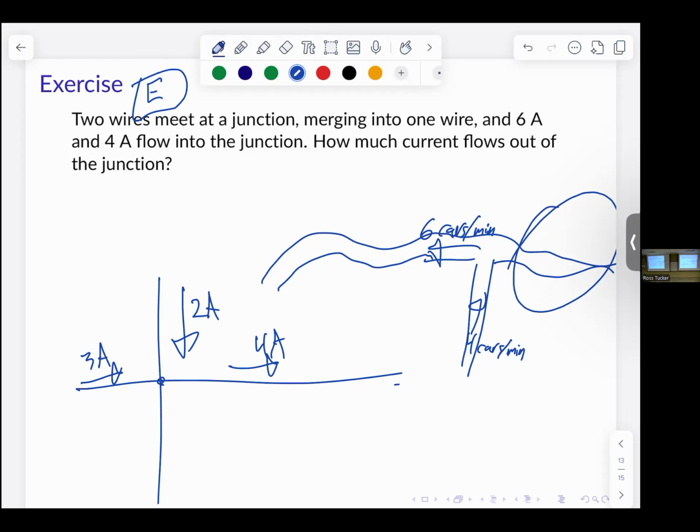Don't just memorize add currents or subtract currents. Think about which way is stuff going. Got 2 units coming in per second. We've got 3 units going out per second. There must also have been another unit coming in. What goes in must come out.